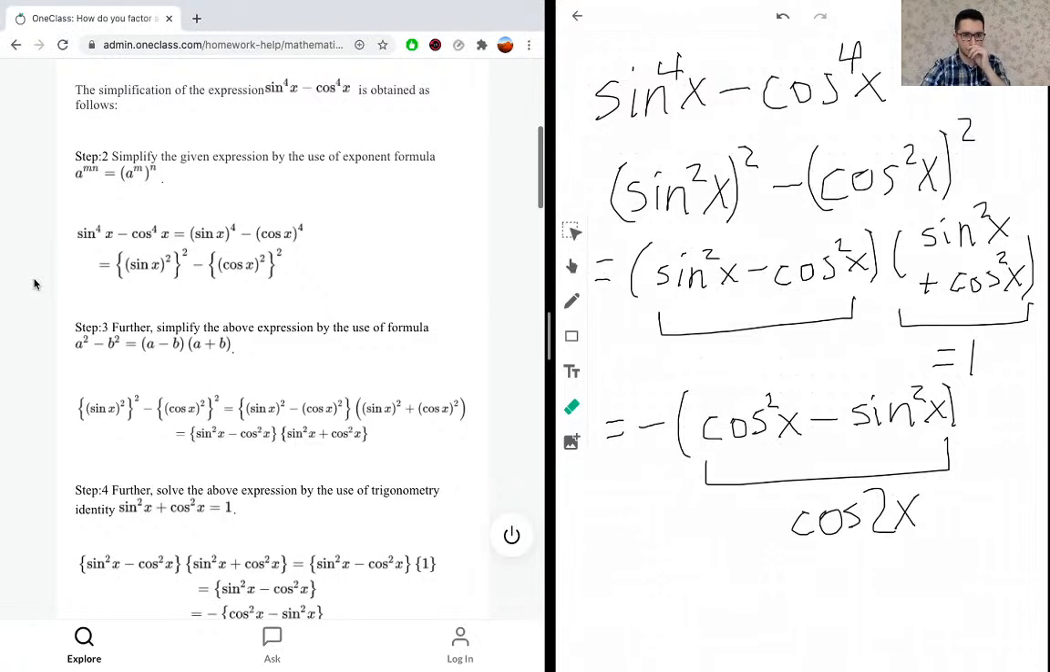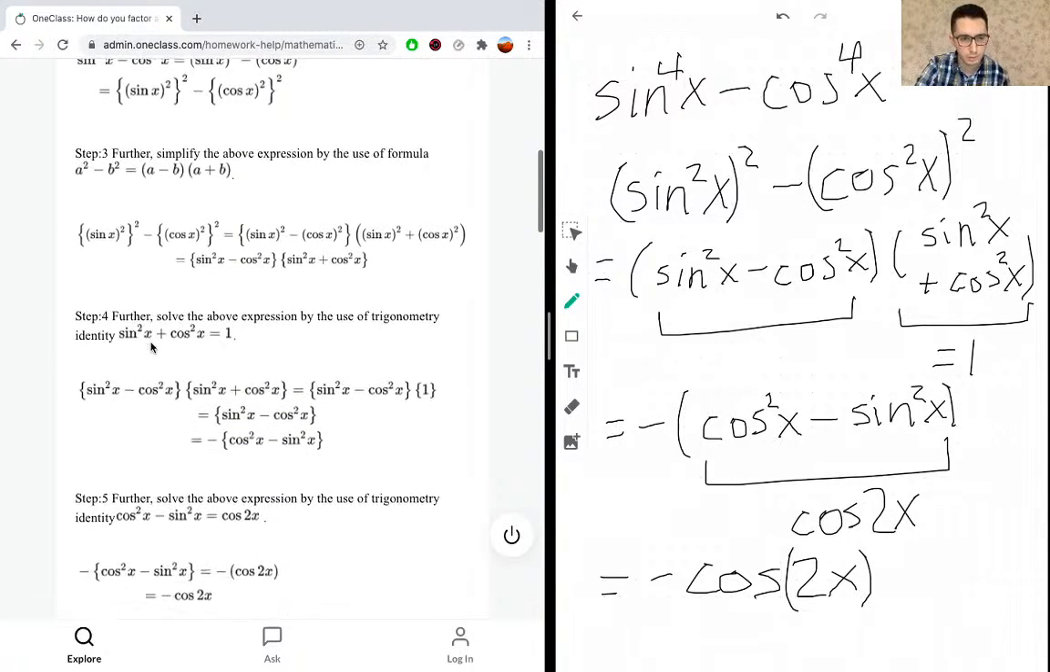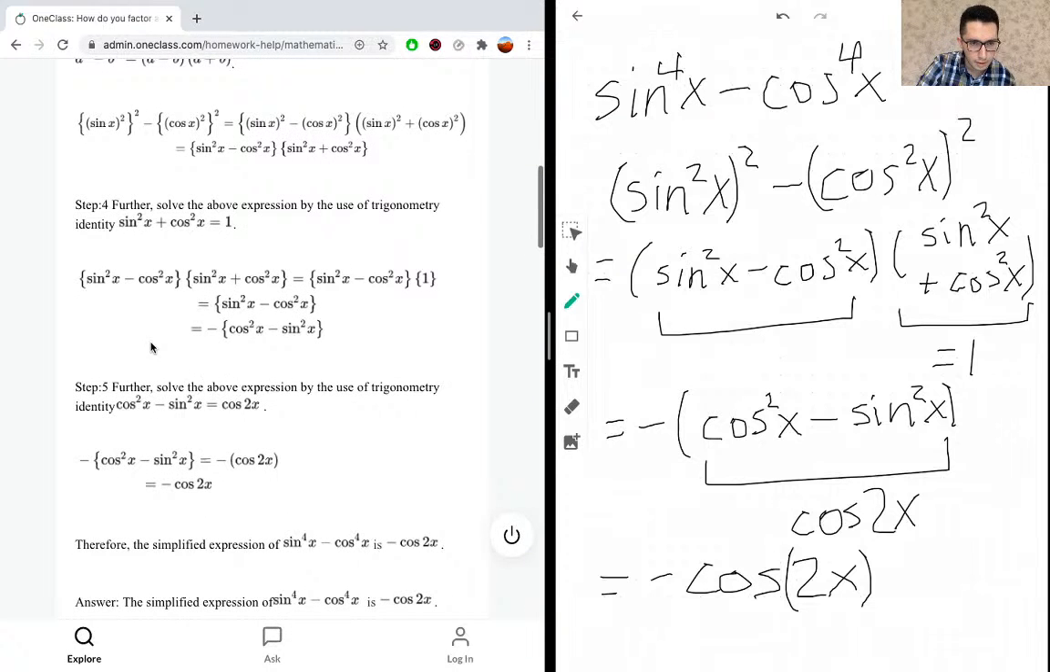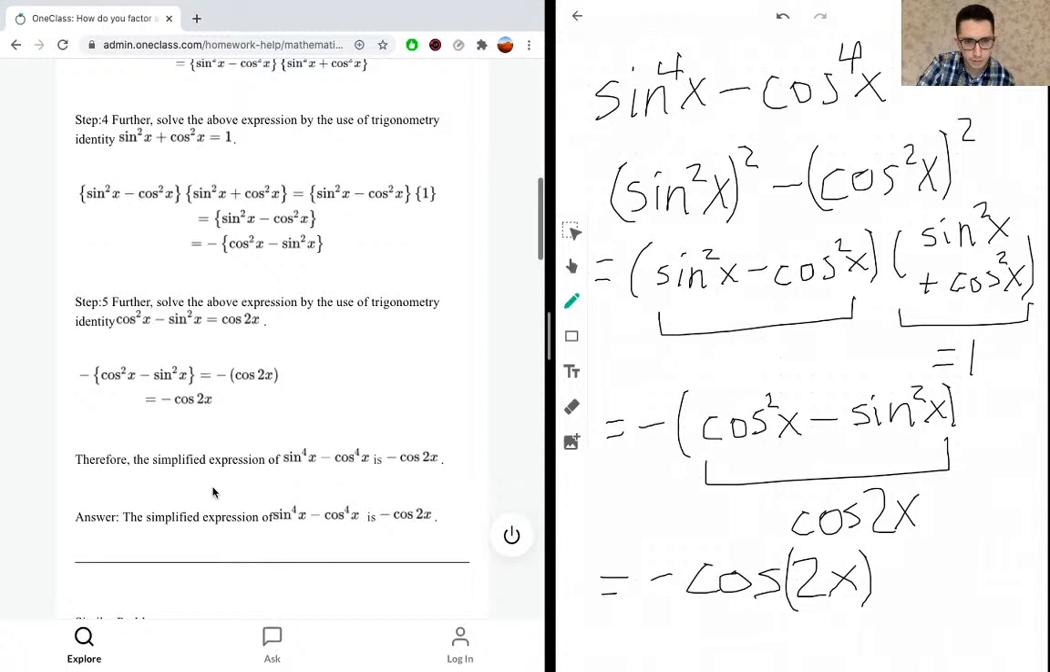Getting back to the question, we'll end up with negative cos 2x. I'll put this in brackets just so it's clear. You can't simplify this down any further, that's your final answer. Let's double check this solution over here. We update with the same final answer, negative cos 2x.